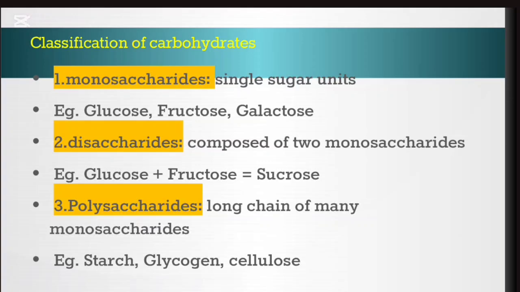Polysaccharides: poly means many. When many monosaccharides join, they form polysaccharides. A long chain of many monosaccharides is called a polysaccharide. Example: starch, glycogen, and cellulose.